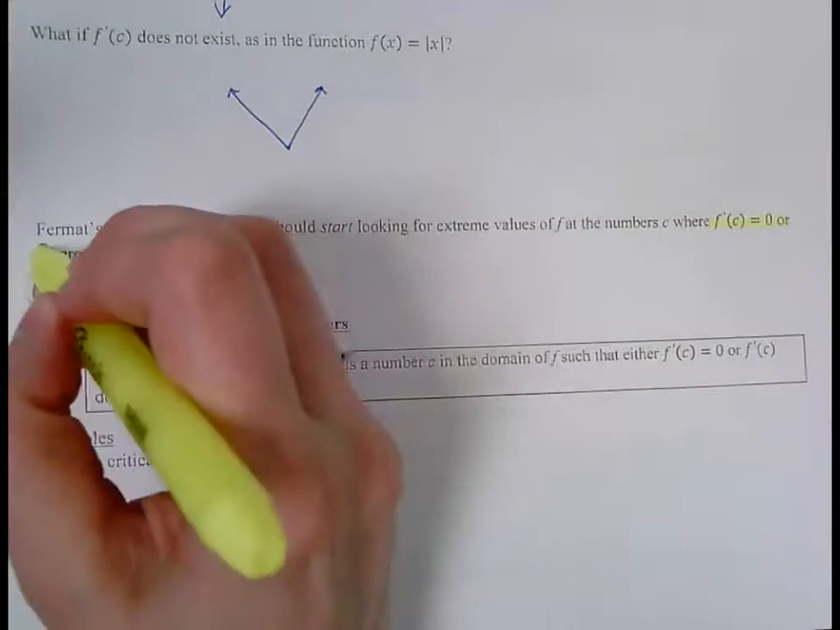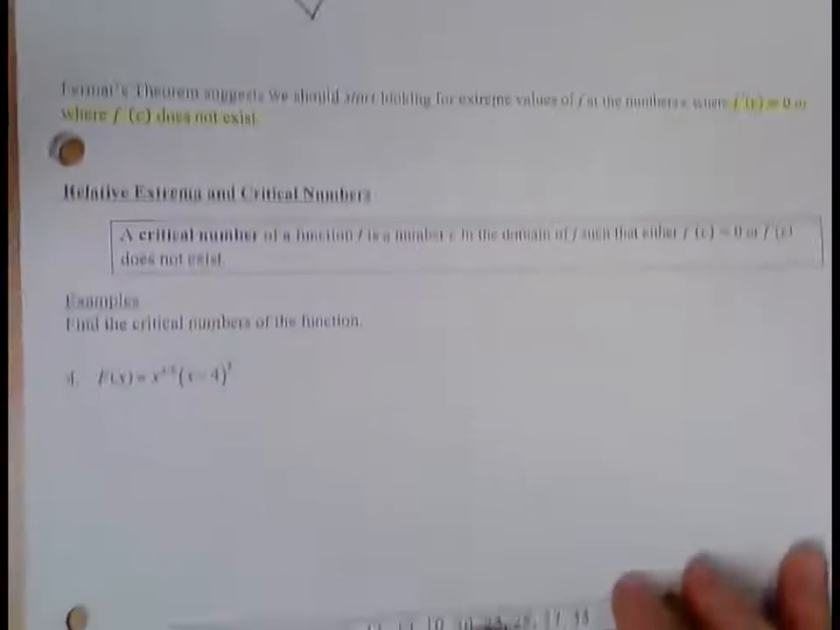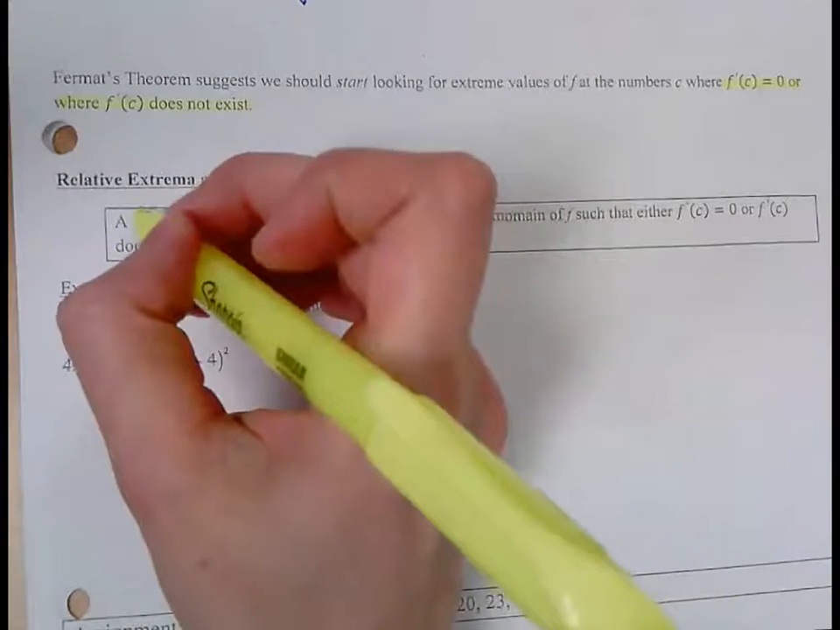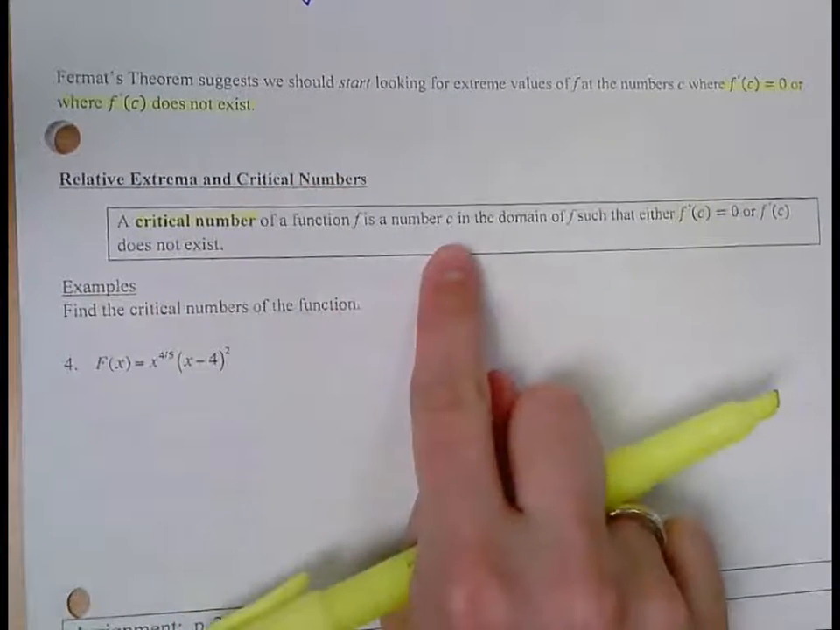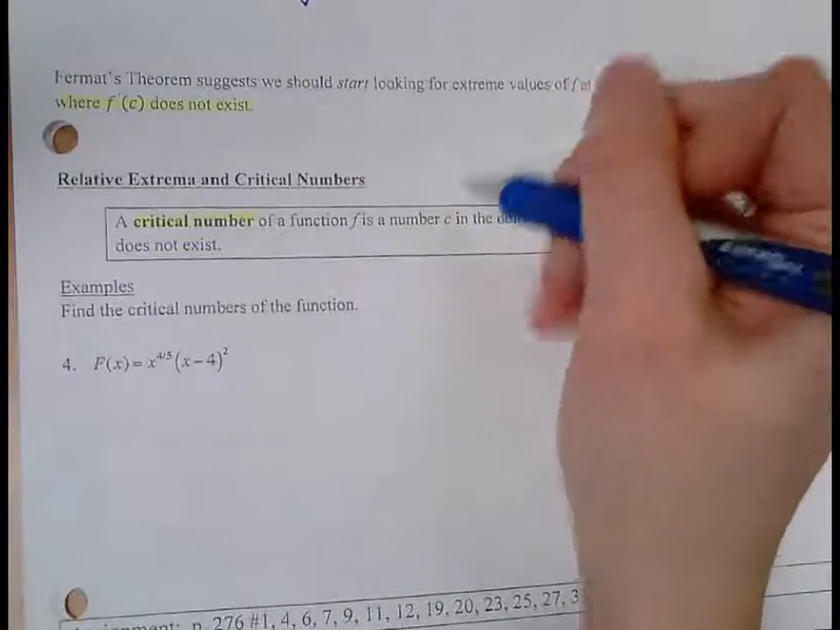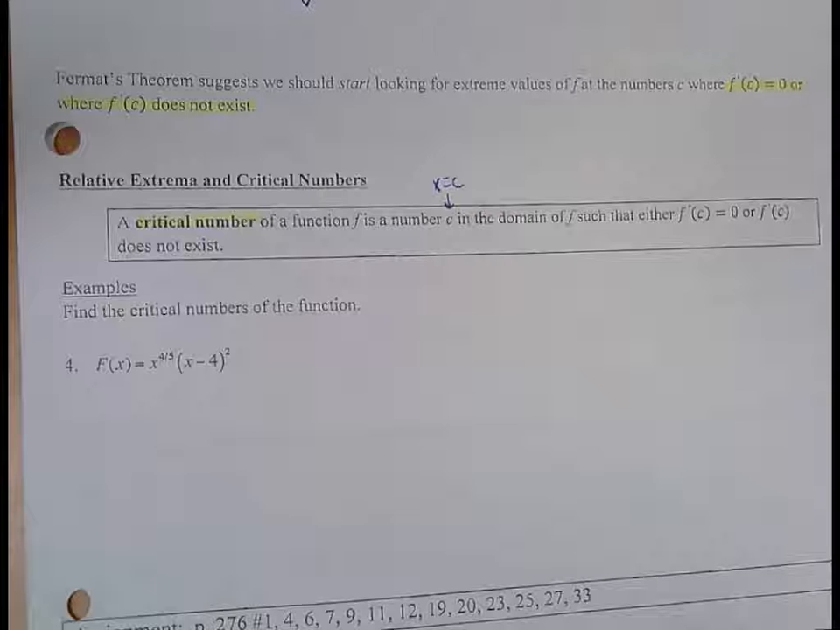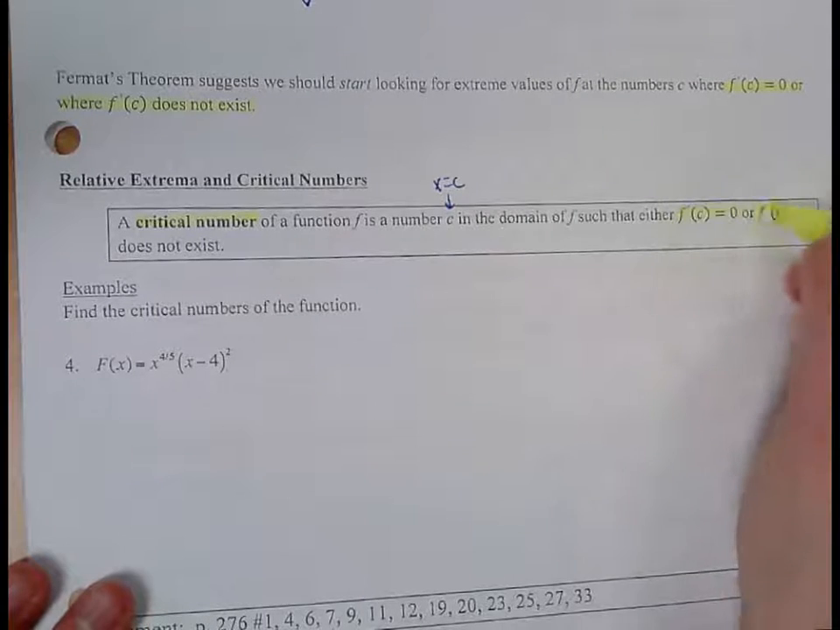That's just a little more detail into why. And that gets us into what a critical number is and finding critical numbers. Okay, so here a critical number is defined to be a number c, and c is an x value. So it's a number c in the domain of f such that either f prime of c equals 0 or f prime of c doesn't exist.